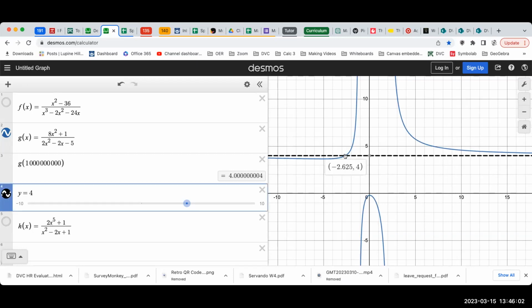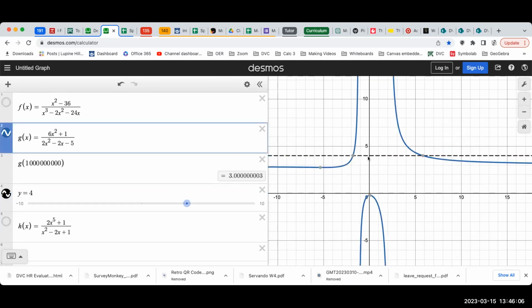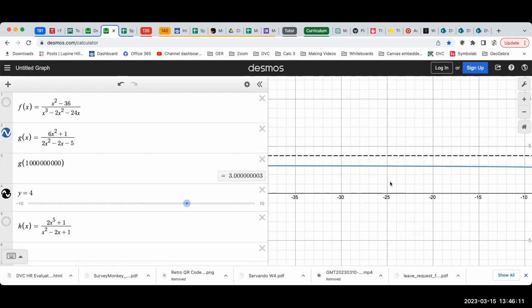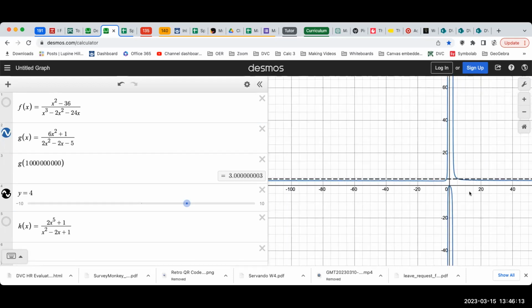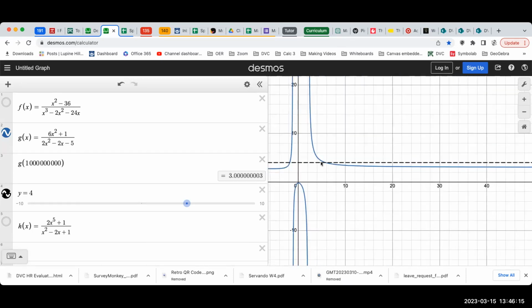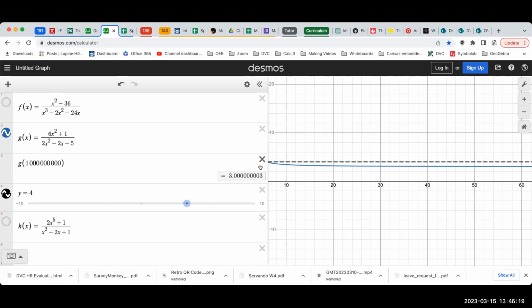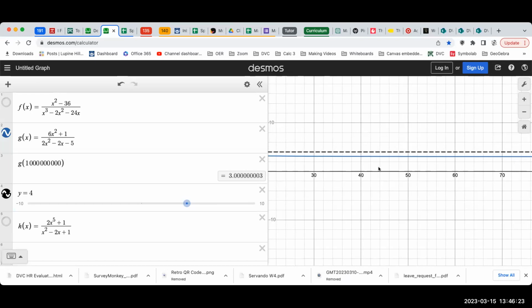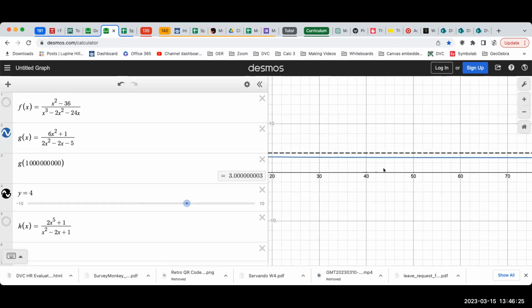Yeah, you can plug in 4 there. For the original one, look, it crosses it a lot, but then eventually it gravitates back towards it. Same thing with this one. It crosses it, but in this case it doesn't, but it can.